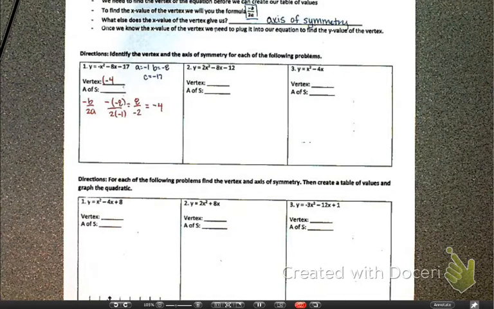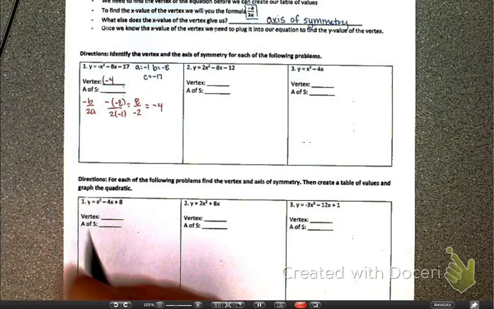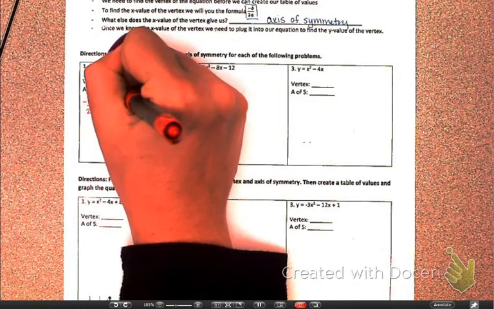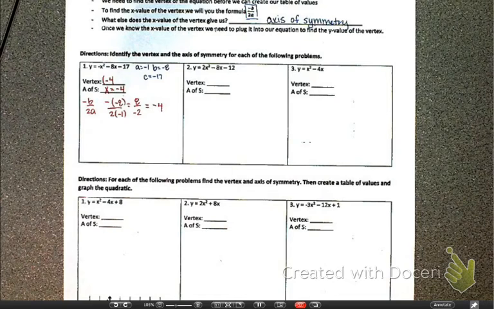I'm showing you all the steps, but you probably don't need to write every single one of those steps. Once you get used to it, you can skip part of that. Are we okay with negative 4? Because it's the x value of the vertex, we also know it's the axis of symmetry. So I know my axis of symmetry is x equals negative 4.